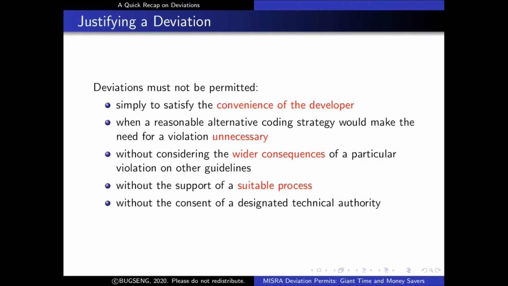So deviation in particular means a different thing from what many believe. Many believe that if you don't want to comply with the guideline, they can simply say, I don't comply. Well, no. The MISRA Compliance 2020 document is very clear, in fact, that deviations must not be permitted simply to satisfy the convenience of the developer, or when a reasonable alternative exists that would make the violation unnecessary, or without considering the wider consequences of a particular violation on other guidelines, because guidelines are tied to one another. So deviating one may diminish the protection given by another guideline, or without the support of a suitable process, or without the consent of a designated technical authority.